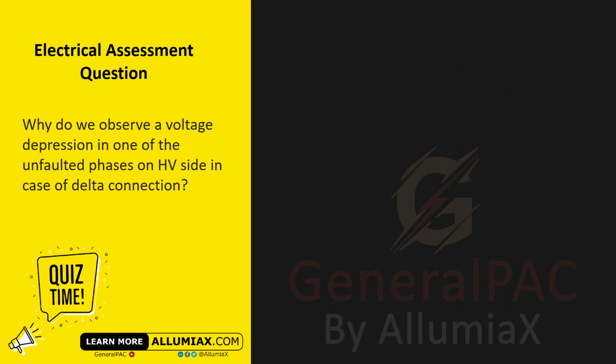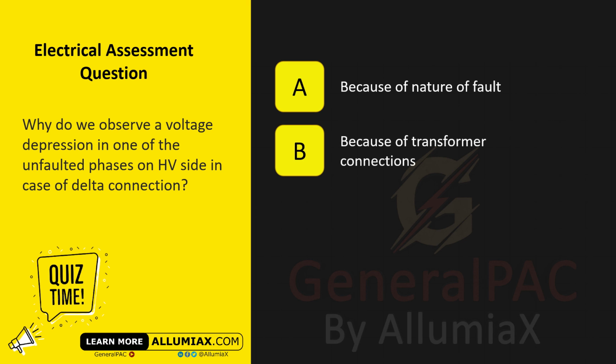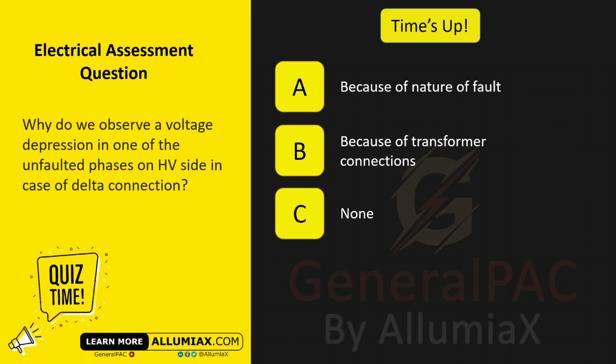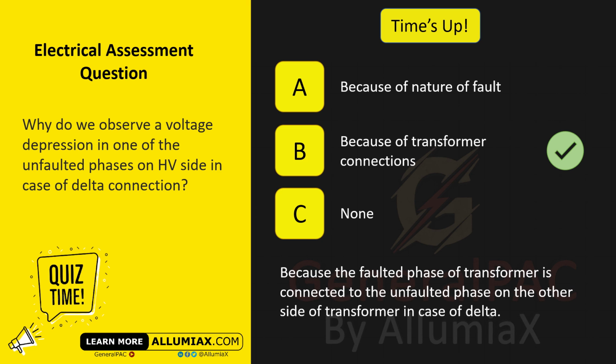Why do we observe a voltage depression in one of the unfaulted phases on high voltage side in case of delta connection? A. Because of nature of fault. B. Because of transformer connections. C. None. Time's up. The answer is B. Because of transformer connections. Because the faulted phase of transformer is connected to the unfaulted phase on the other side of transformer in case of delta.